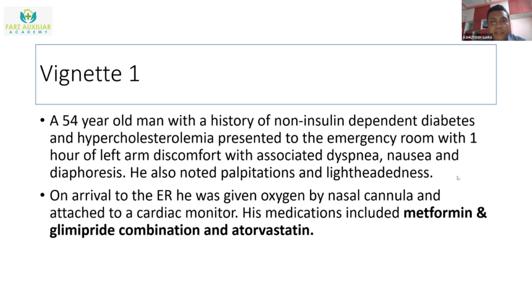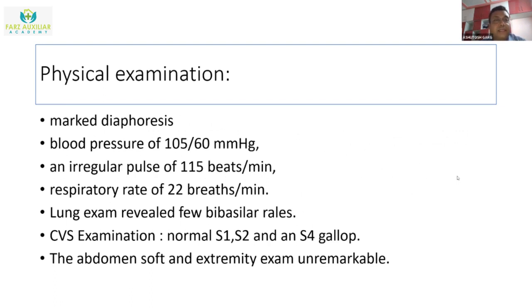On arrival to the ER, he was given oxygen by nasal cannula and attached to a cardiac monitor. His medications included metformin and glimepiride combination and atorvastatin. On physical examination, patient had marked diaphoresis. Blood pressure was 105 by 60 millimeter of mercury, an irregular pulse of 115 beats per minute, respiratory rate of 22 breaths per minute. Lung exam revealed few bibasilar rales. CVS examination: S1, S2 normal and S4 gallop. The abdomen soft and extremity examination unremarkable.